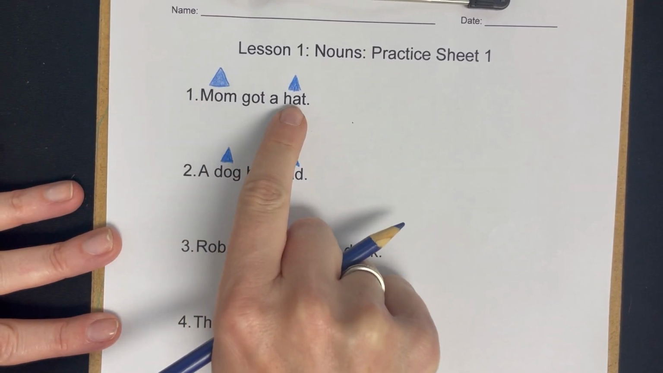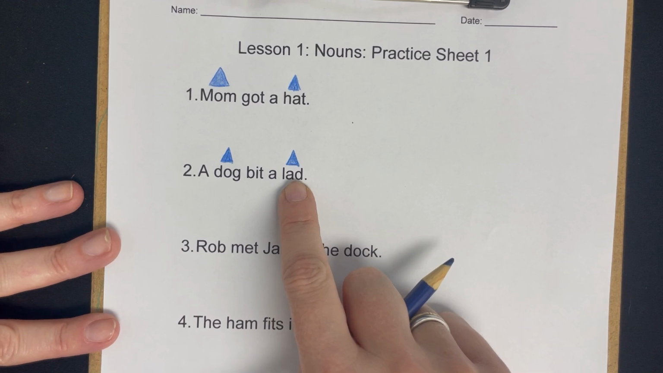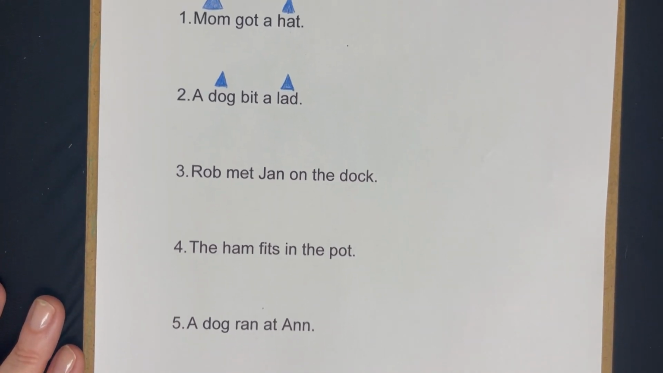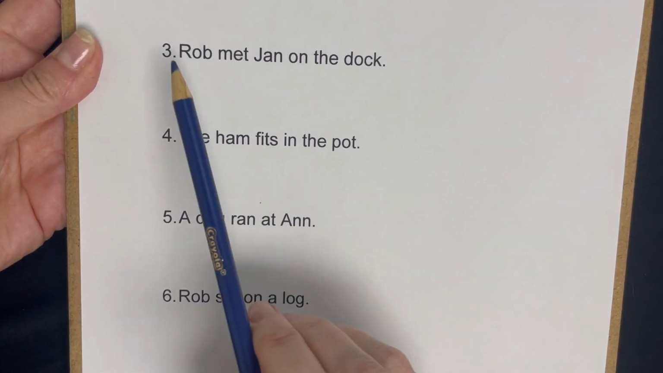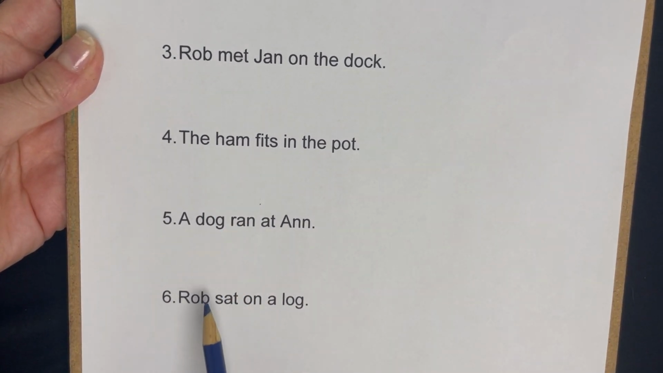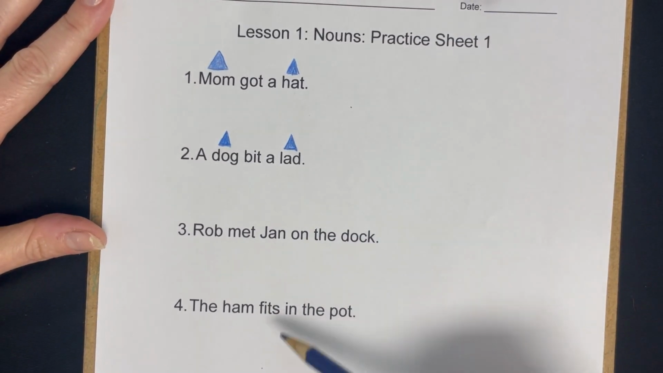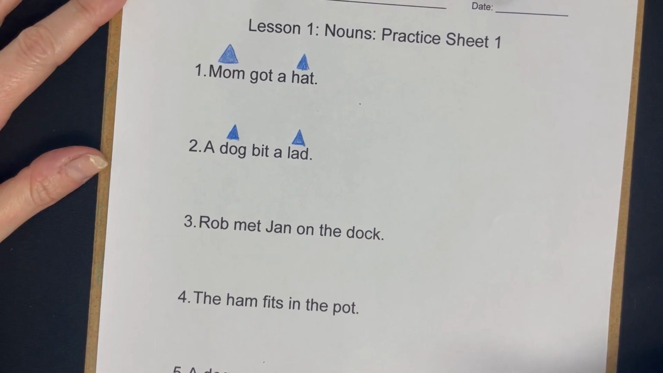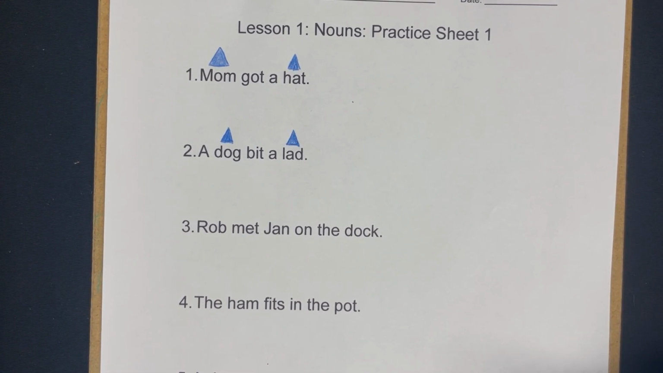So you should do number 1 and number 2, just like this. For the rest of these, you will need to do that on your own to the best that you can. 3, 4, 5, and 6. When you're done, I want you to go back and review and make sure you like your work. When you have completed all of the nouns and marking them, you are done with this worksheet. Good luck!